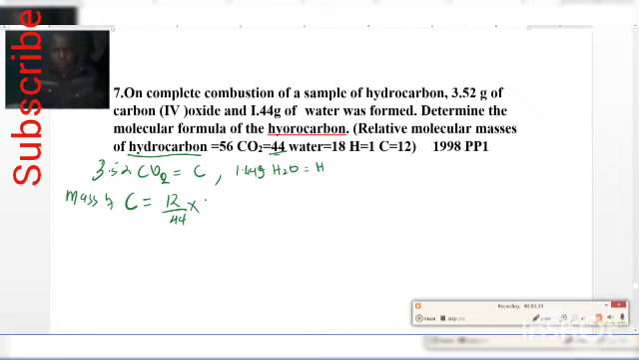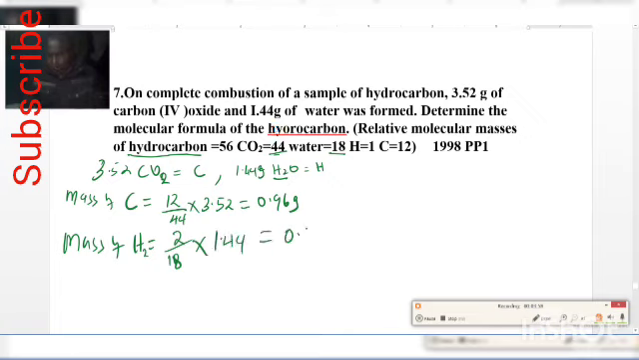We multiply by 3.52, and this one will give us 0.96 grams. That is carbon. Then the mass of hydrogen. Since water has two hydrogens, it's going to be 2 over the total molecular mass, which is 18, times the total mass, which is 1.44. We will get 0.16 grams.